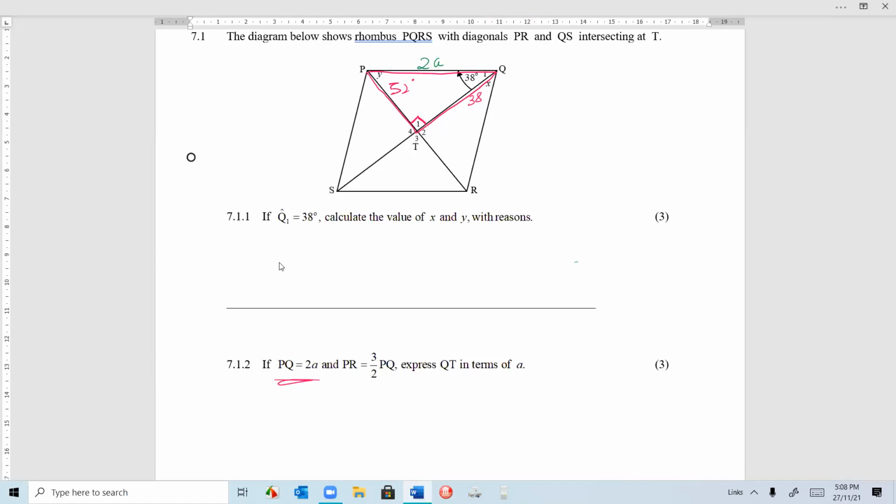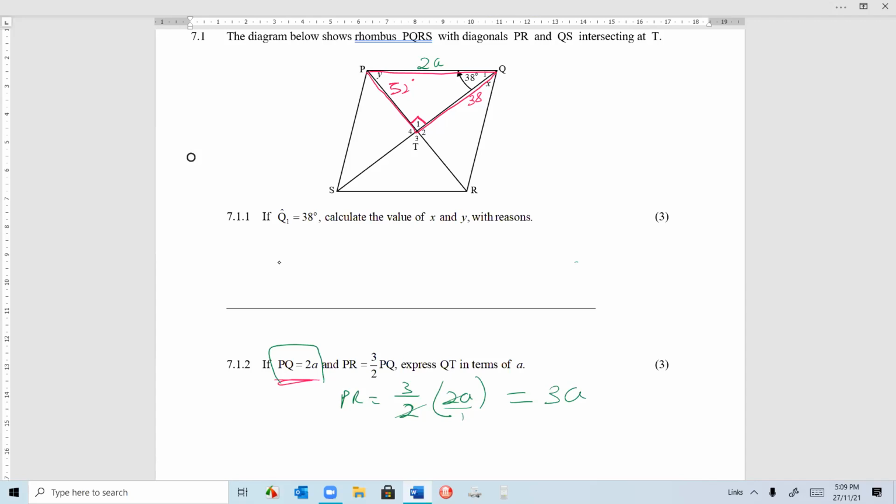And then they tell you PR is 3 over 2 of PQ. So let's work that out. If they are telling us that PR is equal to 3 over 2 of PQ, where you've got PQ, you're going to put in 2A. You can quickly take your calculators out. 3 over 2 times 2, or you can put it as a fraction, cancel your 2 off, and PR is equal to 3A. Are we in agreement? Yes or no? Yes. Right, going into the diagram.